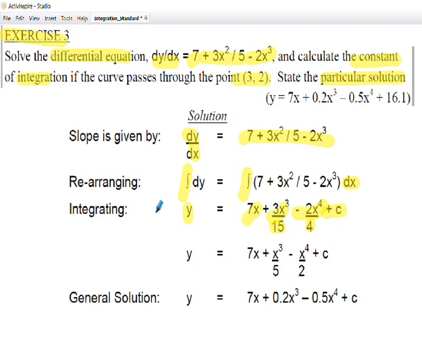Just tidying that line up, I get y is equal to 7x plus x cubed upon 5 minus x to the 4 upon 2 plus my c, and all I've done for the general solution is write the y in terms of decimals. That could be 7x plus 0.2x cubed minus 0.5x to the 4 plus c.